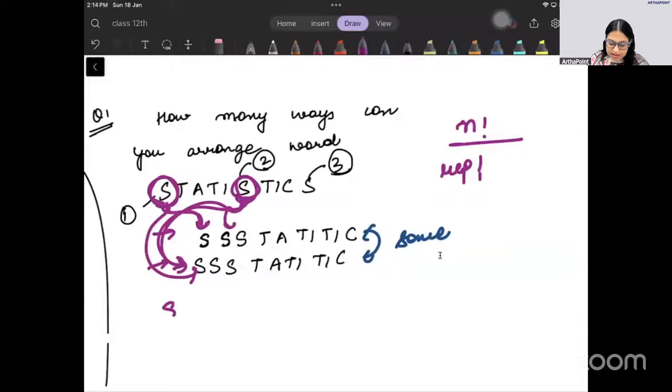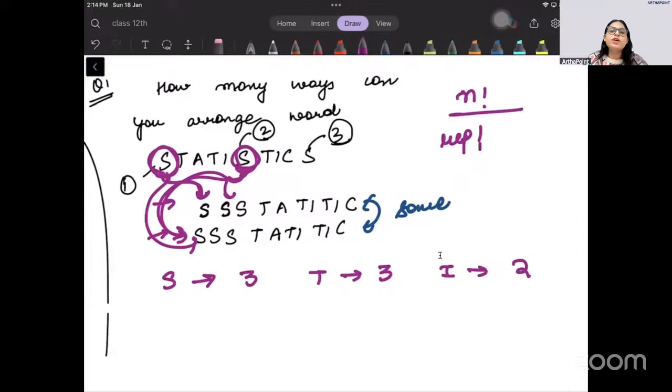So I notice that S is coming 3 times, T is coming 3 times, I is coming 2 times. Any other alphabet repeated? No. So we can change here and get the answer. Total number of alphabets: 1, 2, 3, 4, 5, 6, 7, 8, 9, 10. So 10 alphabets can be arranged in 10 factorial ways.